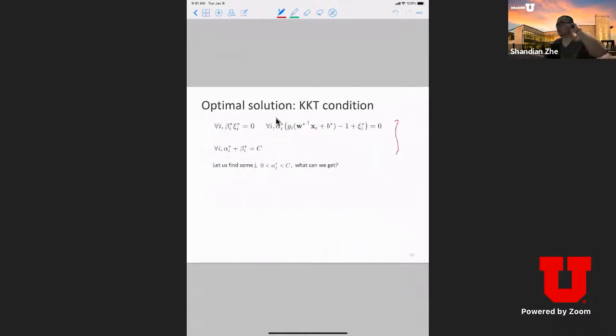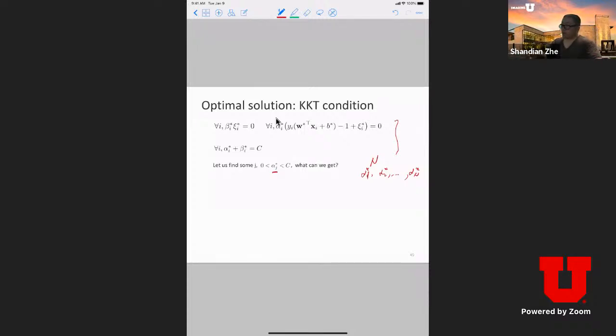Now we put them together. So how do we use these three results to derive b? If you look at the optimal values for alphas, alpha_1 star, alpha_2 star, to alpha_N star, remember, suppose we have N training examples, we have N alpha values. The number of alphas is the same as the number of training examples. So why not we just find some optimal value alpha_j, which is strictly between 0 and C.